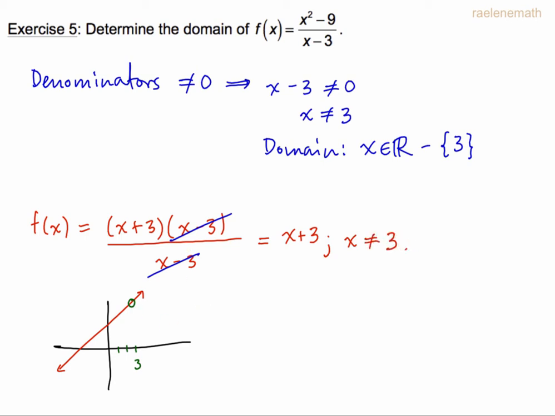And so this is an indication that we have a hole, and the hole in this graph is going to be located at 3 for the x-coordinate, and then if we substitute the x with the 3 here, we get 3 plus 3 is 6 for the y-coordinate. This is just an indication that the point (3, 6) would have been on the line y equals x plus 3, but we are removing that point because the original function has a problem with x equal to 3. So this is like the first case where we have a hole in the graph.